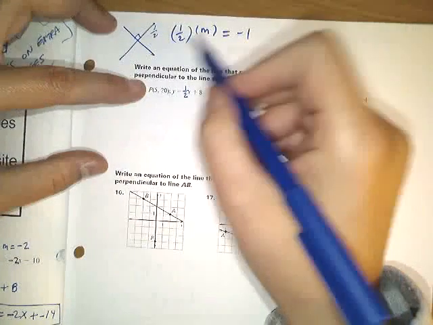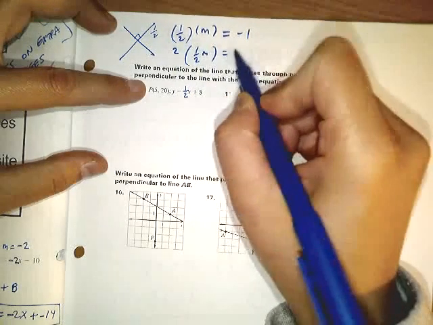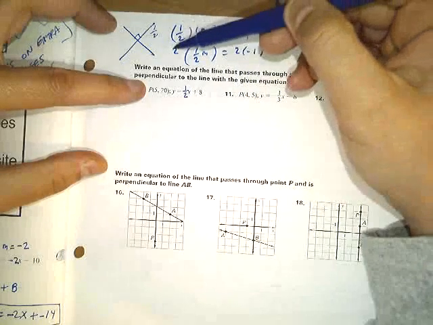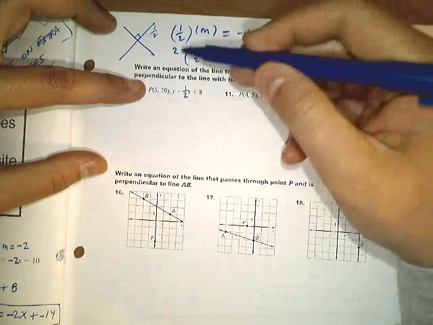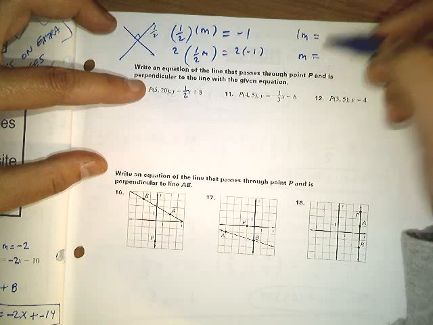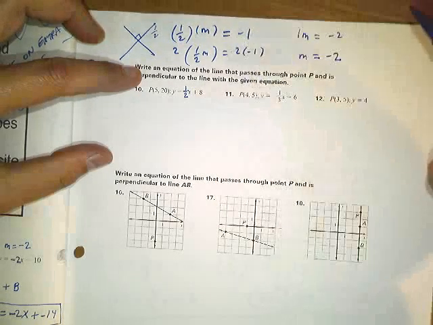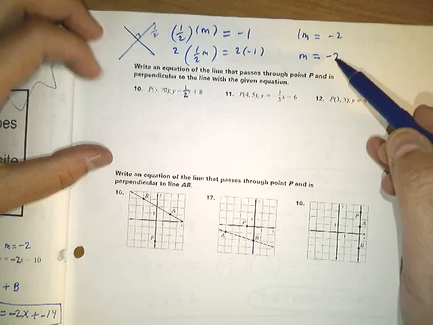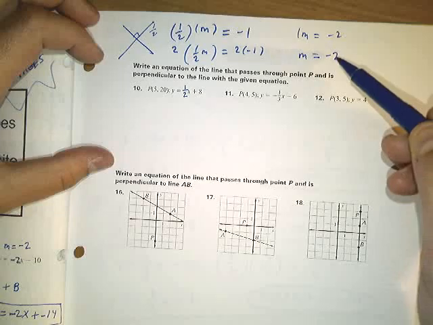So if I multiply both sides by 2 here, two times 1/2 is 1 m. That basically allows me to cancel the coefficient in front. 1m is the same as m. And then 2 times -1 is -2. So what number, if I multiply it by 1/2, gives you -1? -2. So for number 10, I know that the slope of my line would have to be -2.